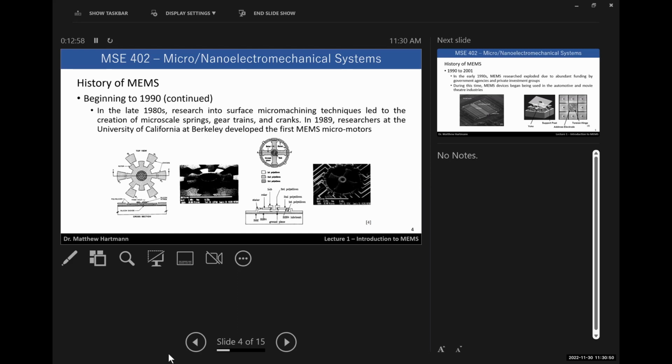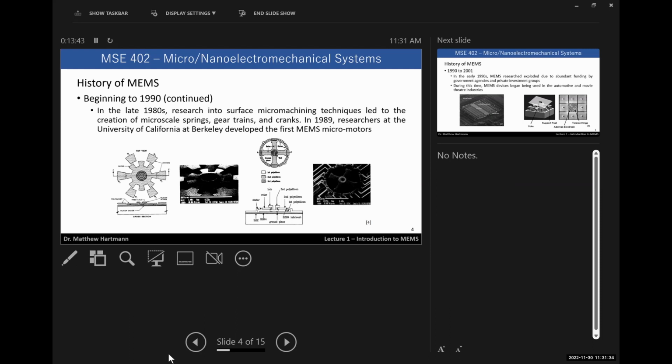And in 1989, researchers at UC Berkeley developed micromotors. These work on the principle of electrostatic actuation, much like we saw with that little cantilever a while ago. So we have a three-phase drive system here in this picture on the left. And effectively what happens is we apply a voltage here, and we apply a voltage to our rotor. That application of voltage is going to create a torque. It is going to turn this rotor in order to maximize the capacitance seen between this surface and this surface.